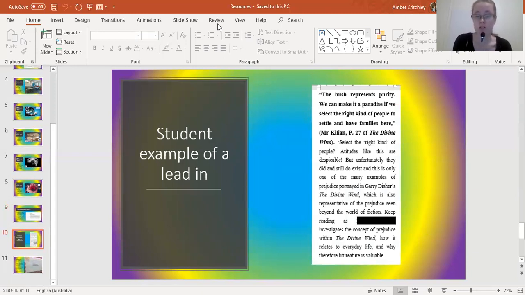This example of a lead-in is from a student's assignment that they ended up writing, and it shows that they had truly grasped the concept of what a lead-in was meant to do and each of the keys that went into it.